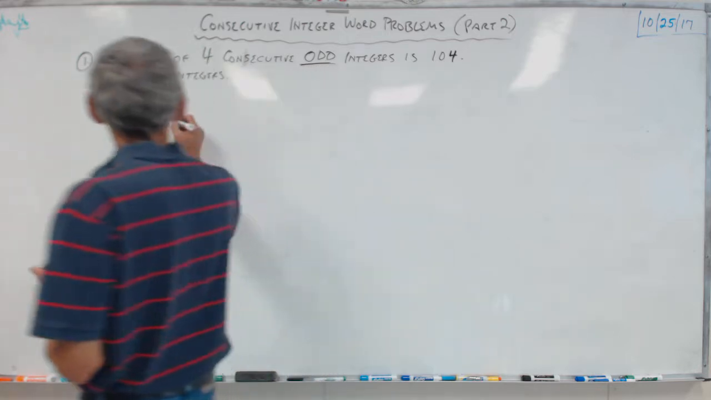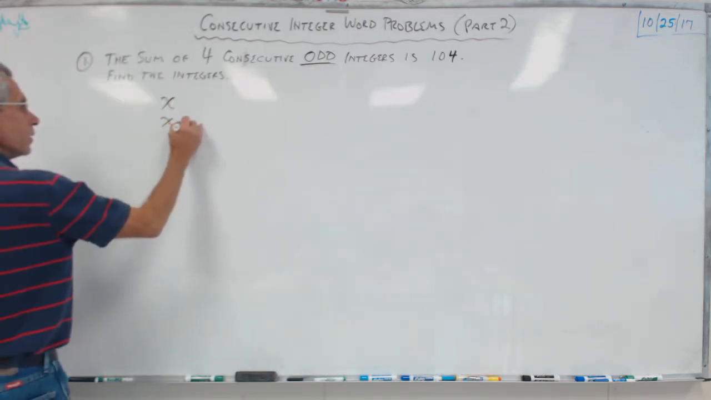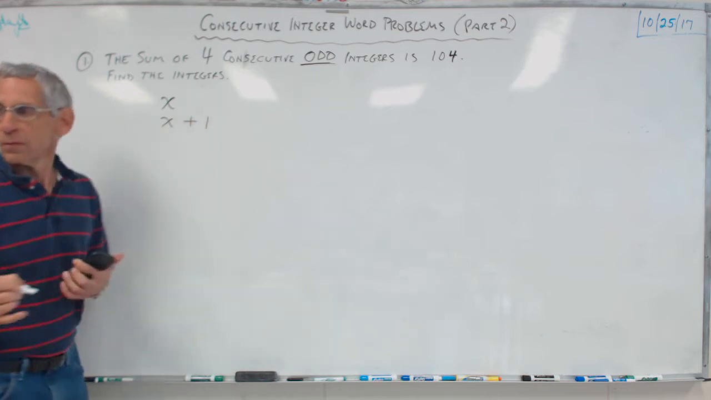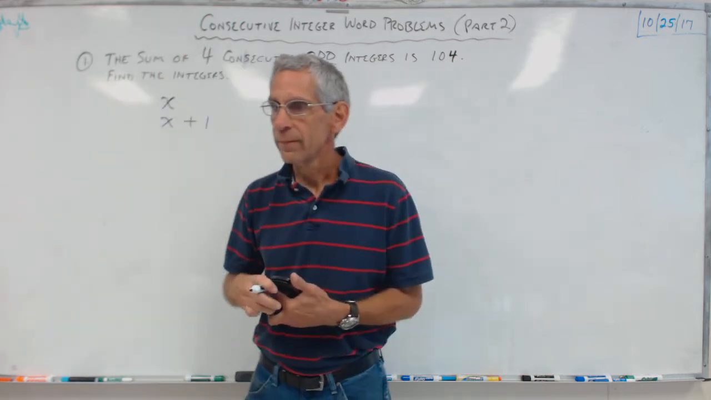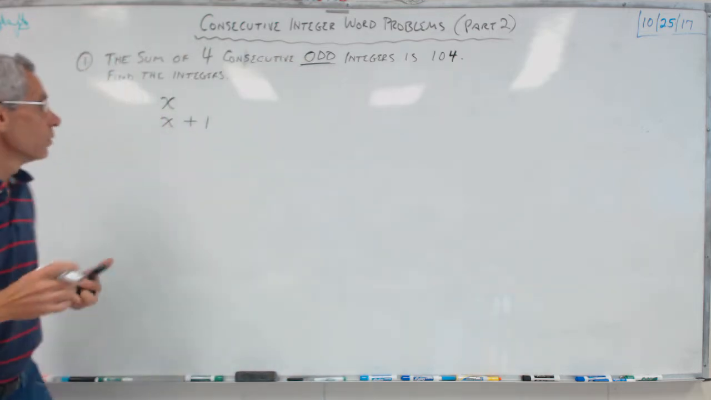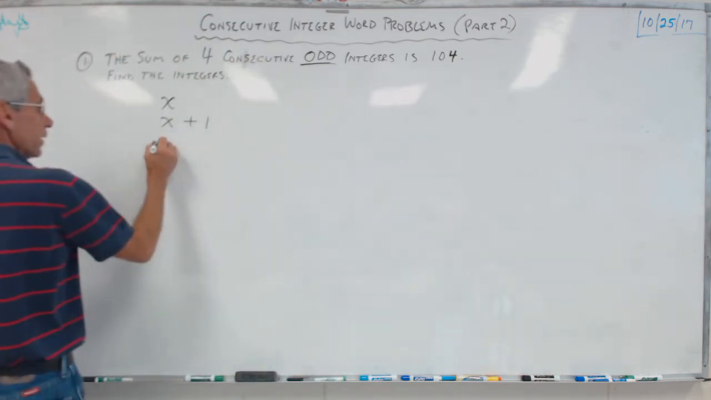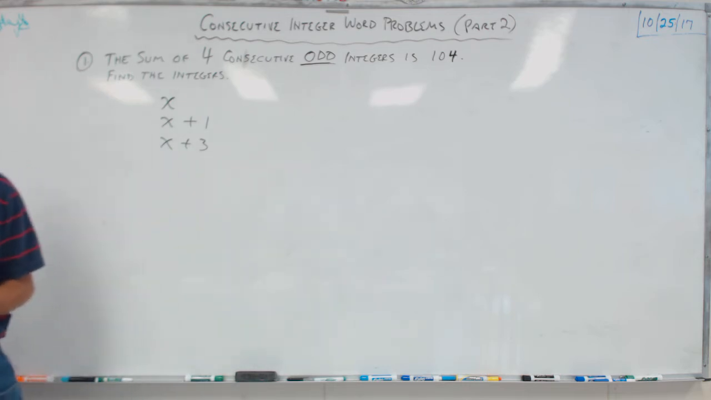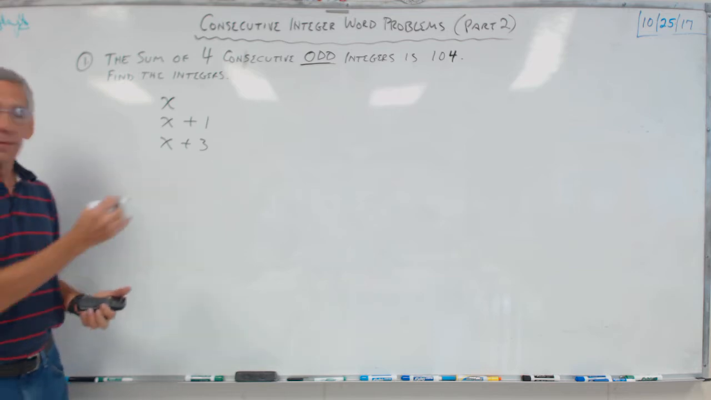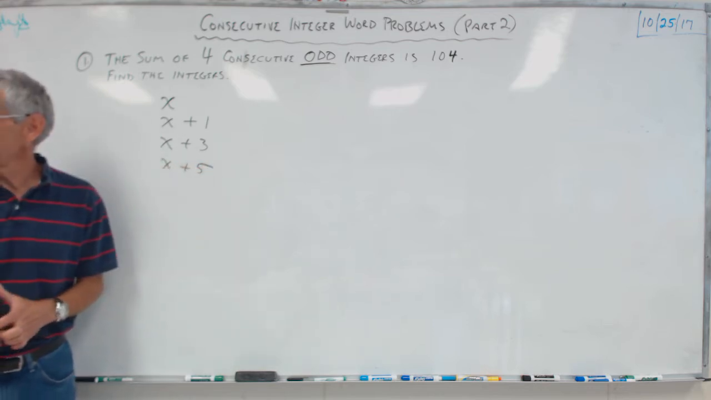If you had the sum of 4 consecutive odd integers is 104, could you have an even number as the first integer? No. Now what would be my third number? X plus 3. Is everybody in agreement? Yes. All right, let's try it. What's my next one? X plus 5.